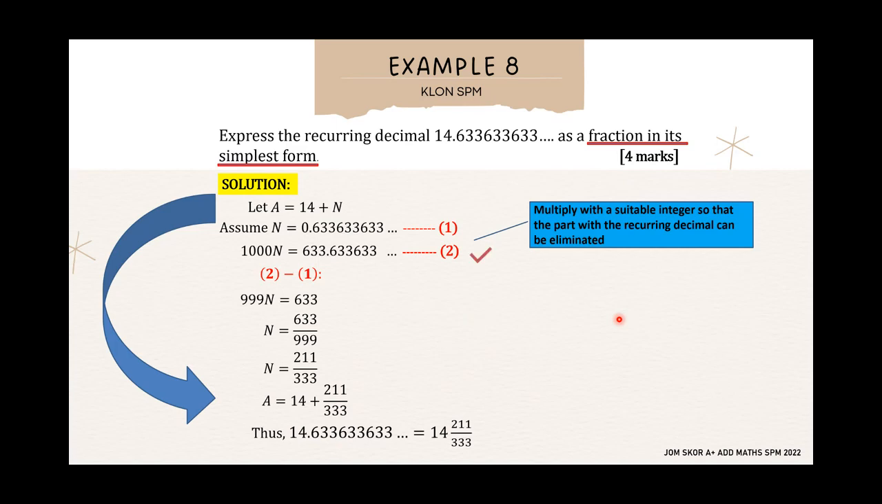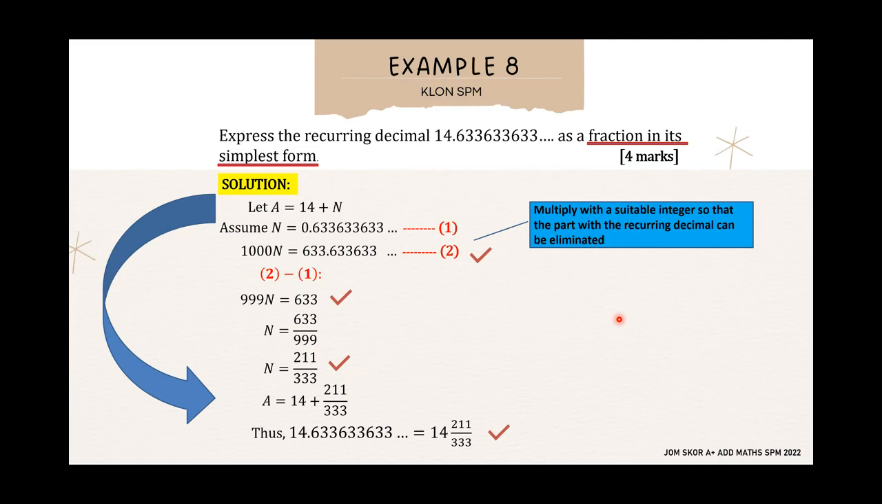Okay, yang pertama, bila you boleh darabkan dengan suitable integer. Okay, yang kedua, bila kita boleh tolakkan tadi, dua equation yang terbentuk. Yang ketiga, when you can find the value of N. Dan yang terakhir, of course, ada jawapan yang betul. Dan example number 8.